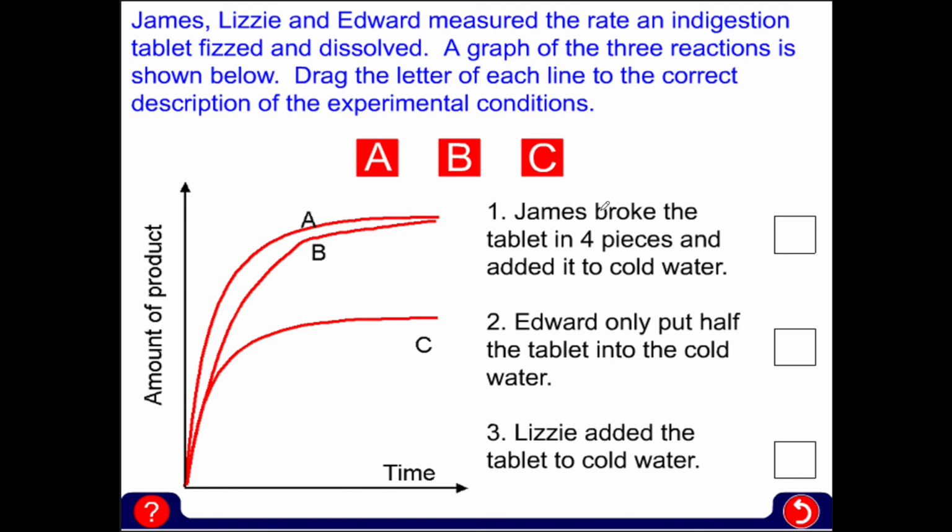In this reaction, James has broken the tablet up, so he's crushed it up, increasing the surface area and allowing it to react faster. Edward's only put in half the amount, and so we're only expecting half the product. So Edward is going to be C. Lizzie's is like the standard to be comparing it to. But for James's to be faster than Lizzie's, we're looking for a steeper gradient, which is going to be A, because we can see here steeper, and therefore Lizzie's standard must be B.